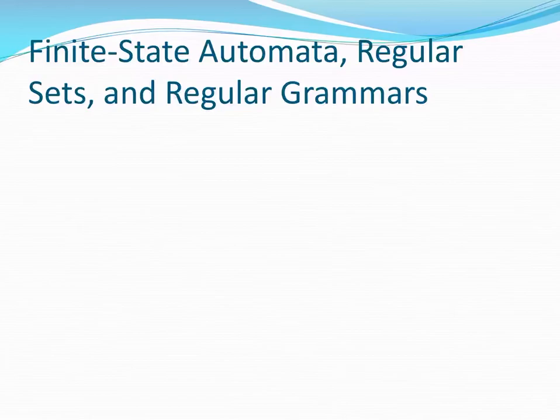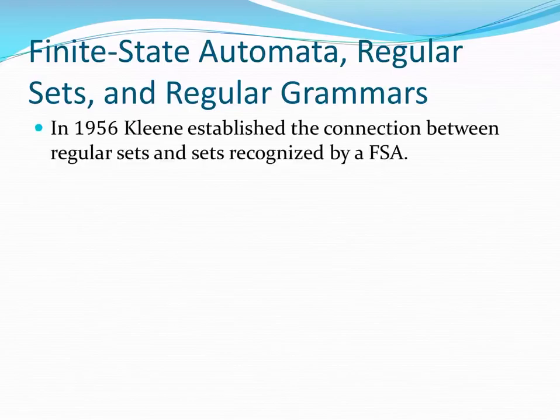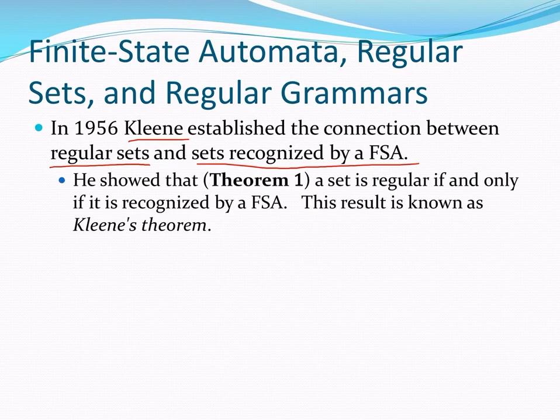We are in Rosen, Discrete Mathematics and its Applications, section 13.4 on recognizing languages. And here we discuss Kleene's theorem. In 1956, Kleene established a connection between regular sets, which are defined by regular expressions, and sets recognized by a finite state automaton. Here's his theorem. He showed that a set is regular if and only if it can be recognized by a finite state automaton. That's Kleene's theorem.